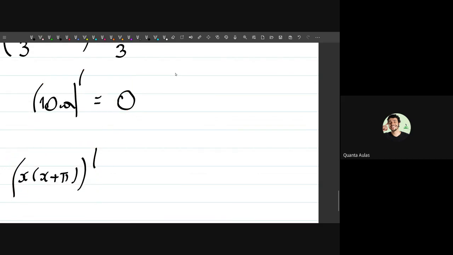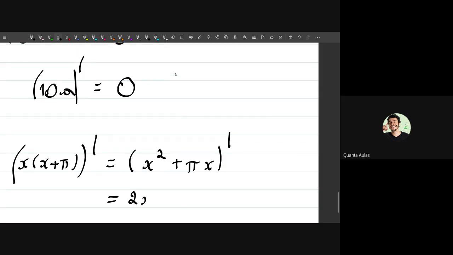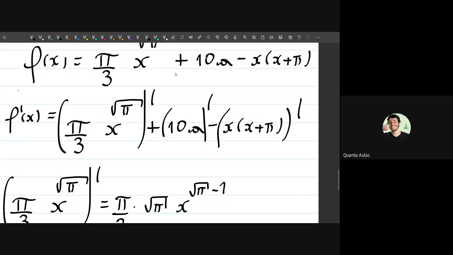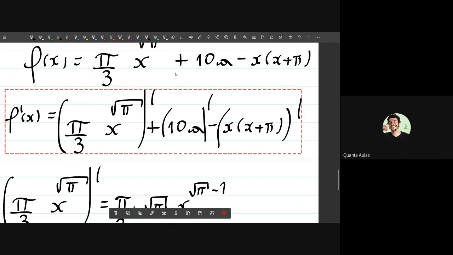And here we have this, again, the situation when you need to multiply first. Okay, so let's multiply first here. We do the distributive property. So you have x squared plus pi x. Now you need to derive this, and the derivative of this is 2x plus pi. Okay? So we have the parts. You just need to put together these parts.